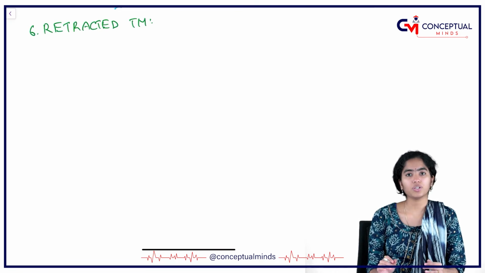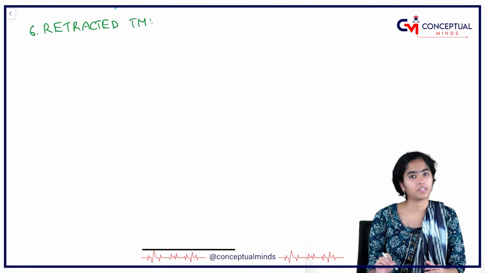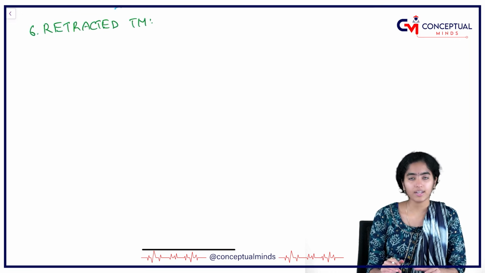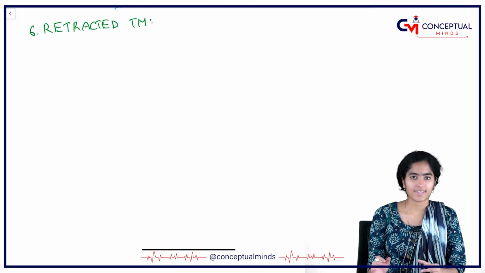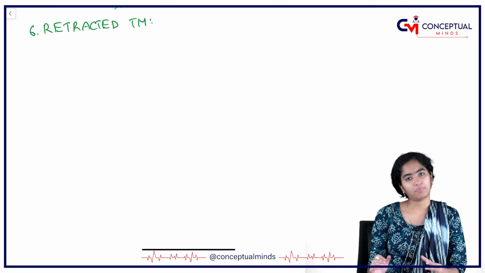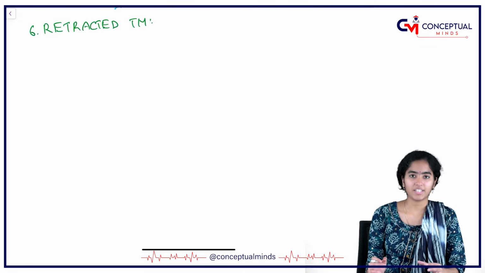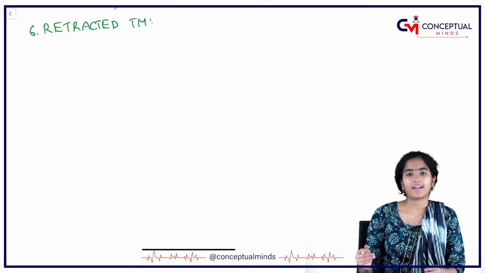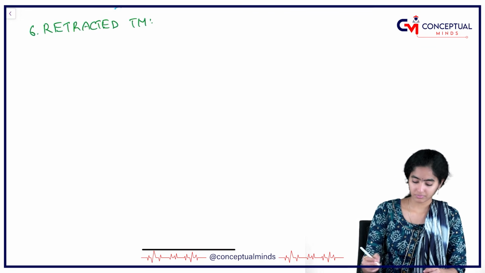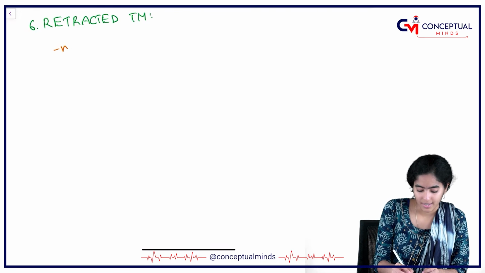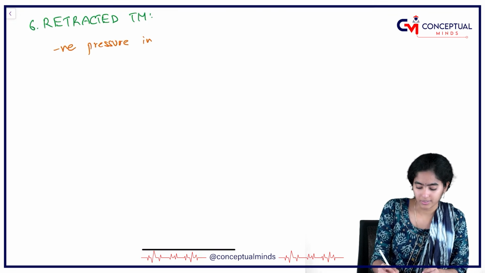Normally, it is the function of the eustachian tube to aerate the middle ear. And if the eustachian tube is blocked for some reason, then slowly the air inside the middle ear is removed, and after a point negative pressure is created, and this negative pressure will suck in the tympanic membrane, which we call as retracted tympanic membrane. So the main reason for a retracted tympanic membrane is negative pressure in the middle ear.